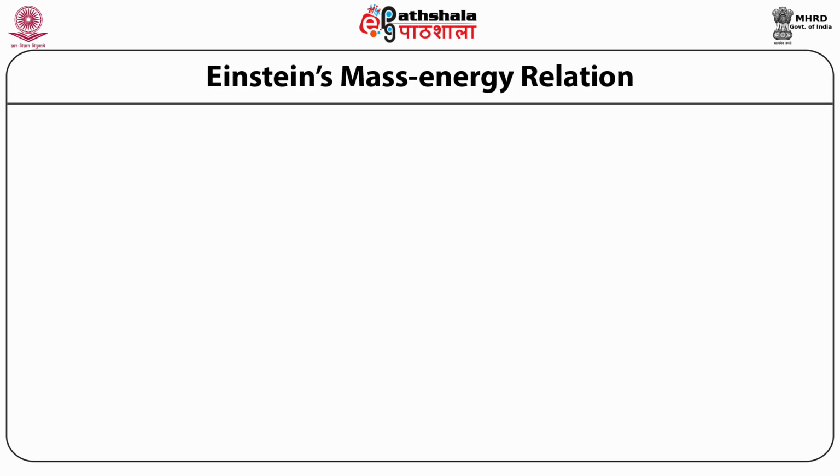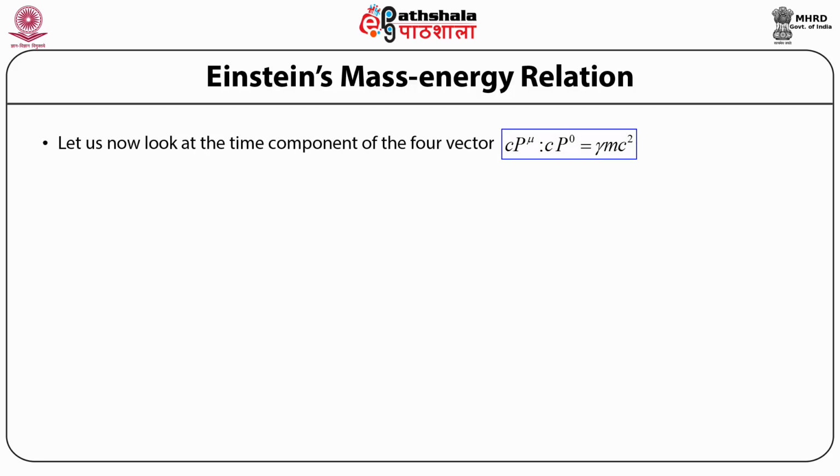Einstein's mass-energy relation. Now, once we have defined this energy momentum 4-vector, it is interesting to see what is the zeroth component of this energy momentum 4-vector, that is capital P subscript 0. So if we look at this component and multiply it with the speed of light c, then what we get is c times capital P subscript mu, where mu is equal to 0, or c times capital P subscript 0 is equal to gamma times m times c square.